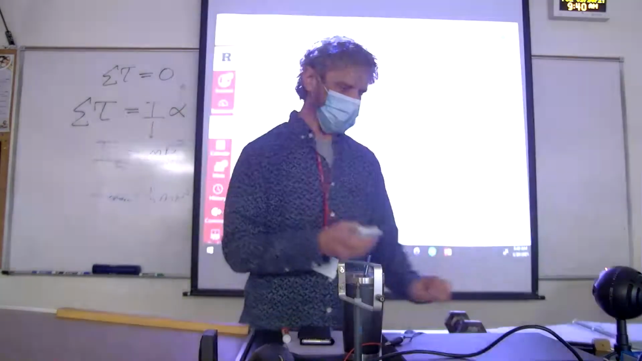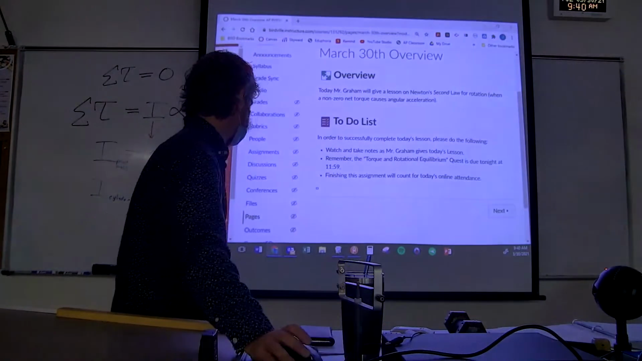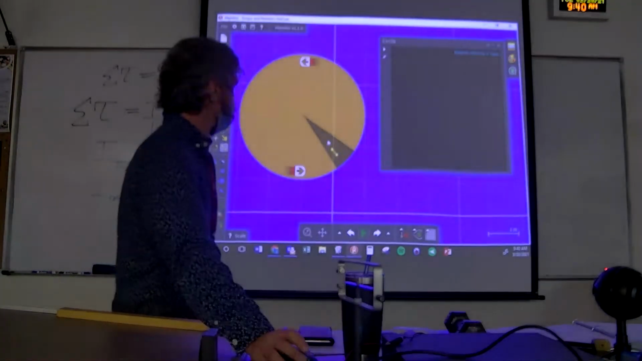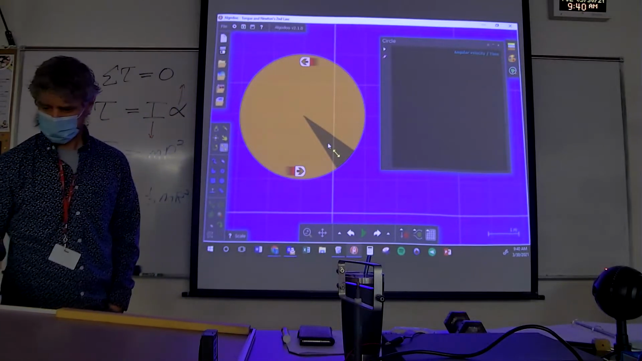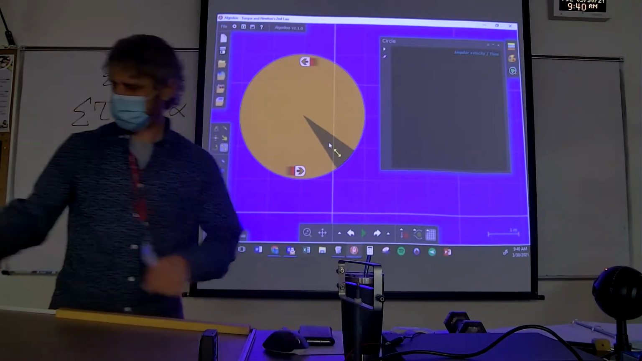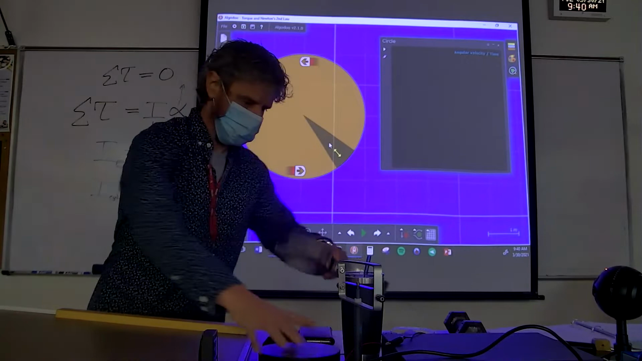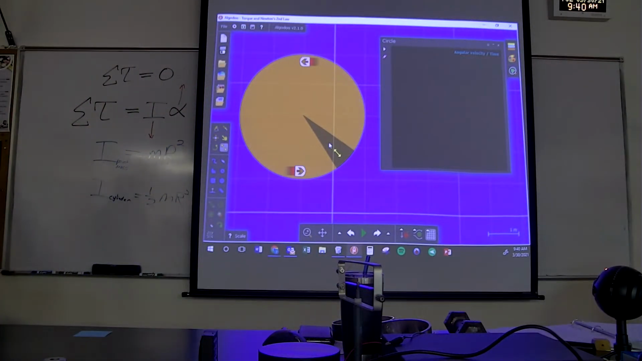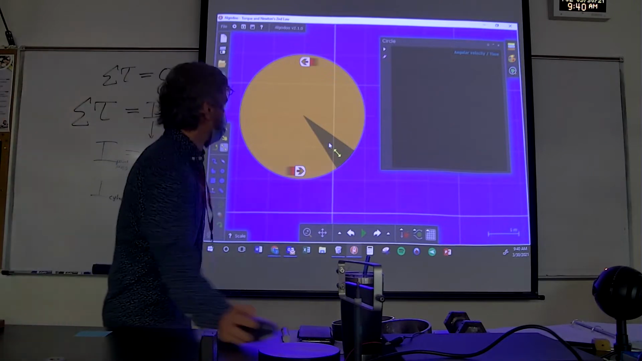Just to drive this point home, and to relate it to our motion graphs, which I'm sure we all remember with amazing clarity. Here I got an object that's going to rotate. Clear out the space a little bit. So I got this object.